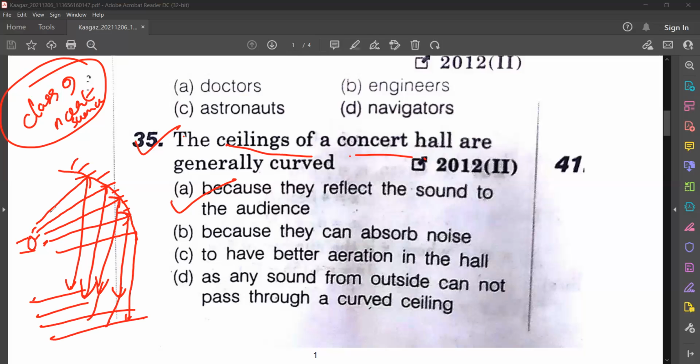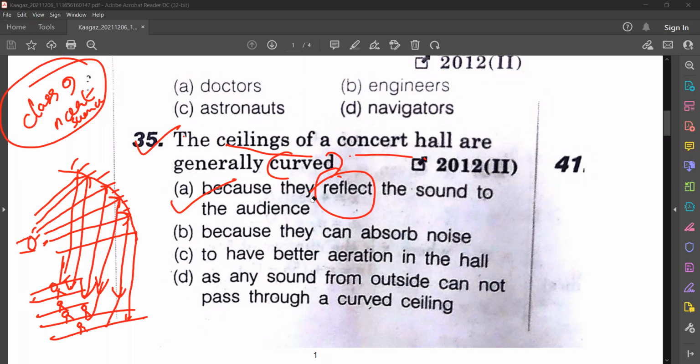Understood? So in such a way, it will reach the last row also. The sound wave will be reflected from this curved ceiling and it will be reaching all the rows, so that the audience sitting in all the rows can hear that sound properly. Okay, so for proper reflection only, the ceiling of the concert hall is curved. Now you can note down: it will be reflected from the ceiling, and it will reach the sound to all the rows or audience sitting in all the rows.